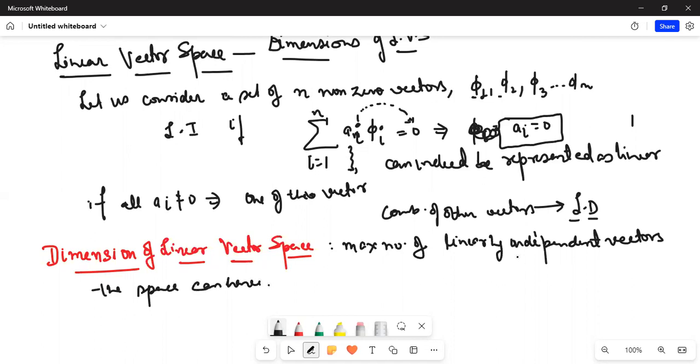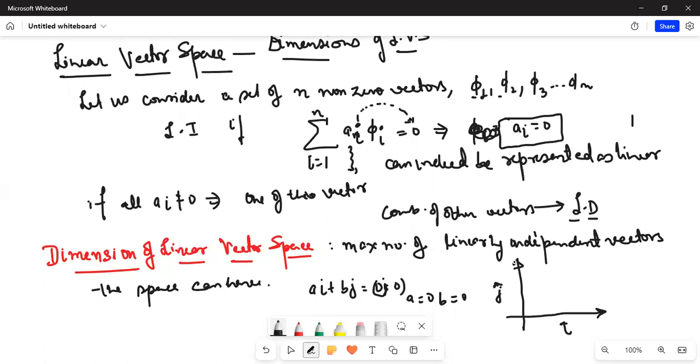So for example, if I'm dealing with a two-dimensional space, that is i cap and j cap, and if I write a i cap plus b j cap is equal to 0, that is 0, 0, it implies that a must be equal to 0 and b must be equal to 0. So these i cap and j cap are linearly independent of each other.